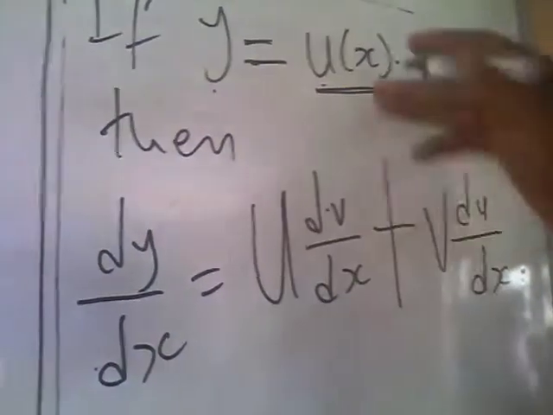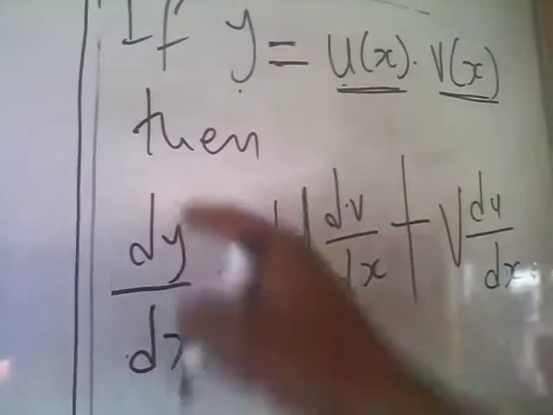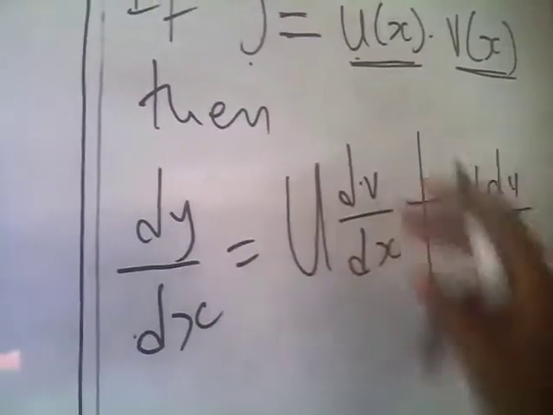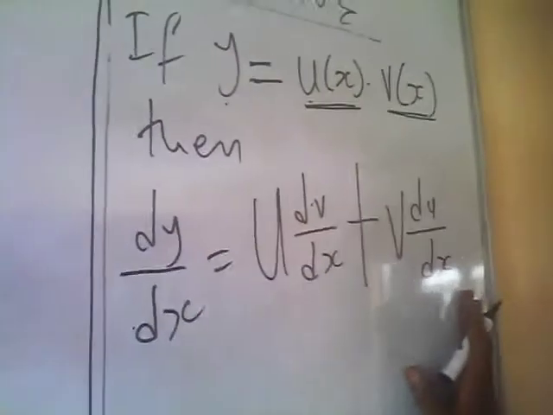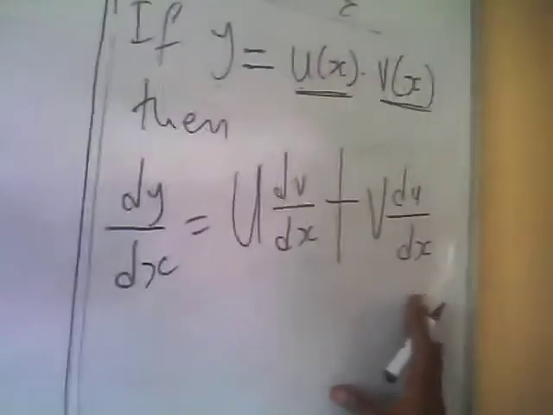So to differentiate them, we must use this formula: dy/dx is equal to u dv/dx plus v du/dx. That's the formula that we call the product function rule, or product function formula.